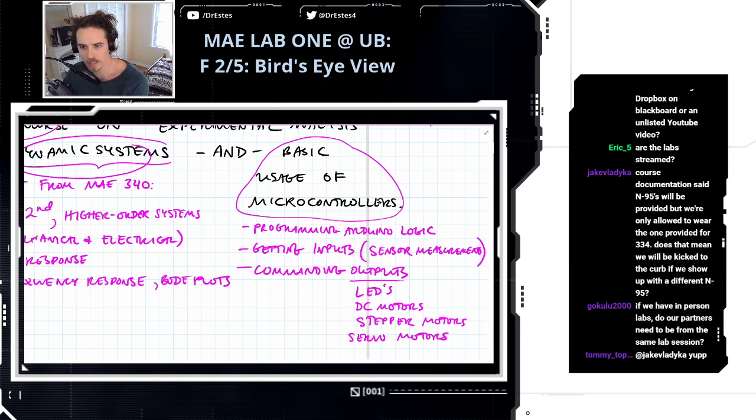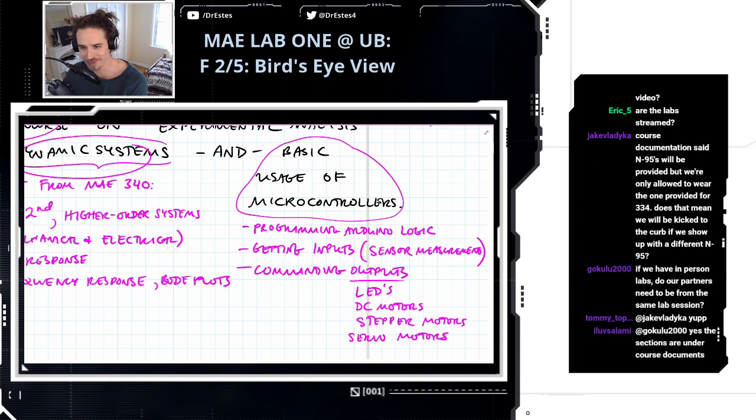Course documentation said N95s will be provided, but we're only allowed to wear the one provided for 334. Does that mean we will be kicked to the curb if we show up with a different N95? Like I said in the announcement, if you're on campus, it's very important that you have an N95 mask, because there's going to be times when you're moving around the lab, you might be less than 6 feet from a lab partner, all right?